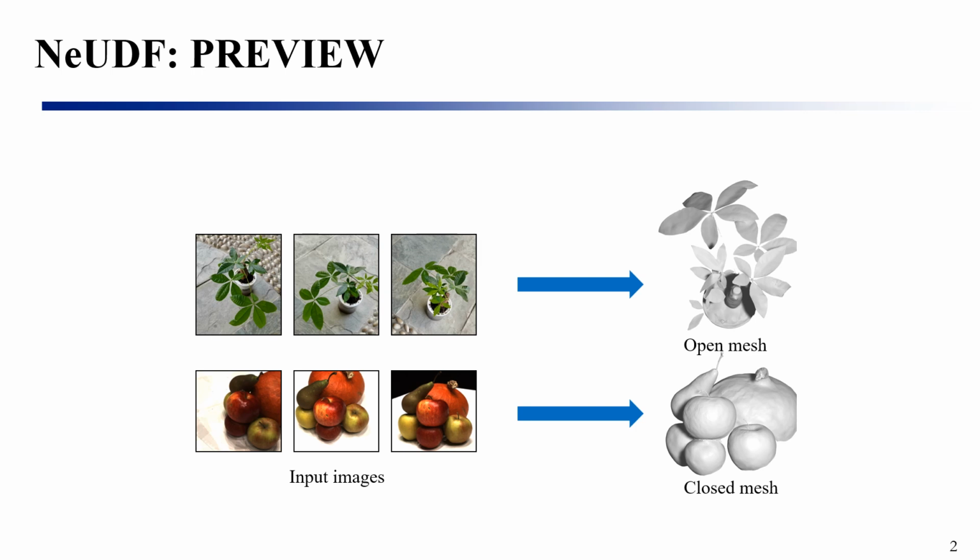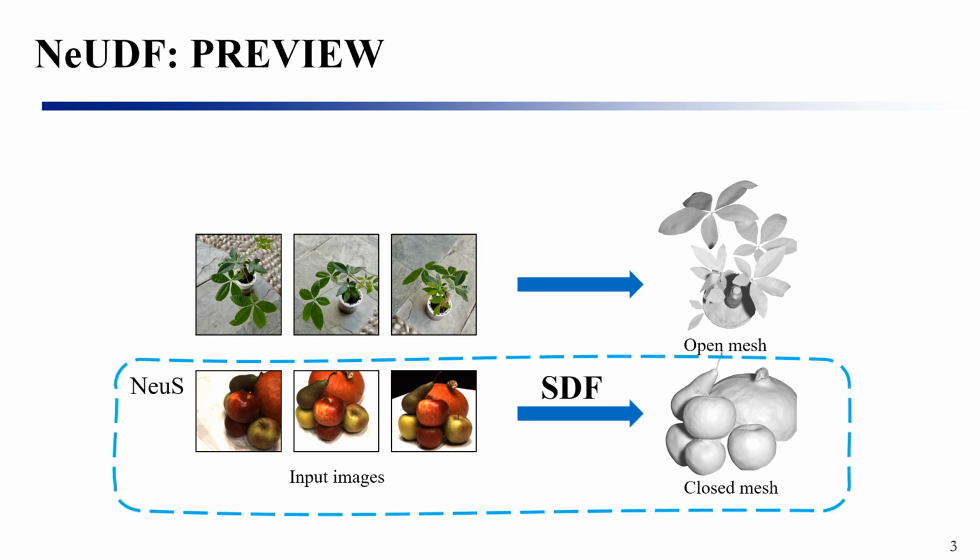Today I'll introduce our new work, NeUDF, Learning Neural Unsigned Distance Fields with Volume Rendering. Given a few multi-view images, our goal is to reconstruct the shapes with arbitrary topologies. A previous work, NeuS, leverages SDF to model closed shapes, and achieves impressive reconstruction results. However, SDF cannot represent shapes with open surfaces.